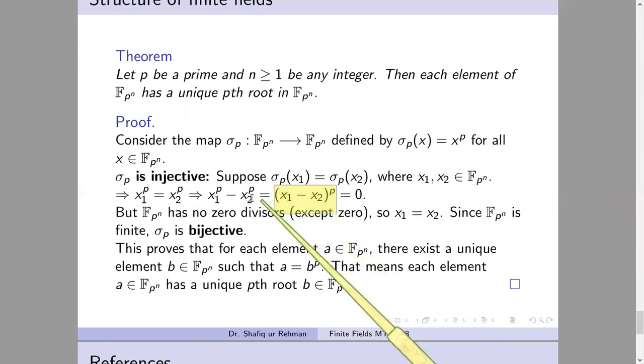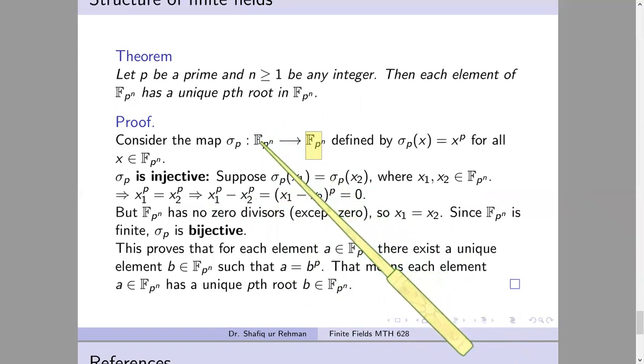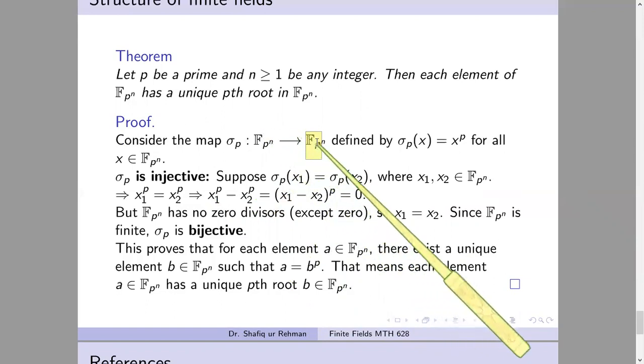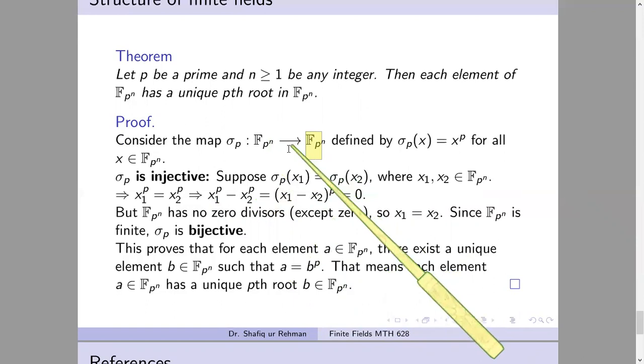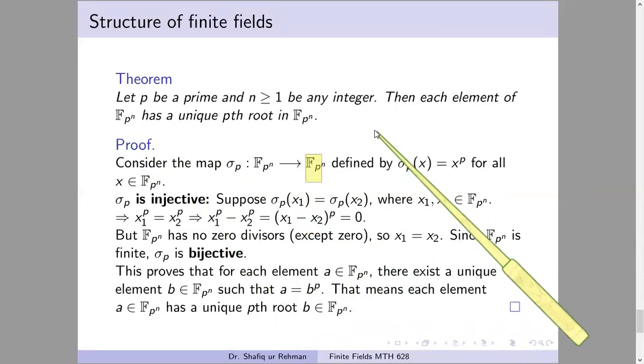सिर्फ ये शुरू वाले दो कोफिशिएंट बचेंगे। तो this equal to this becomes 0, और सिमिलर रीजन से ये मैप बाइजेक्टिव हो जाएगी। इसका मतलब है इसमें यहाँ पे कोई भी एलिमेंट लें, उसके कोरिस्पॉन्डिंग कोई एलिमेंट इधर जरूर होगा जिसकी पावर p लेने से ये आएगा, और बाइजेक्टिव की वजह से वो एलिमेंट यूनिक होगा। So this proves this theorem, and that each element in FPN has a unique pth root.